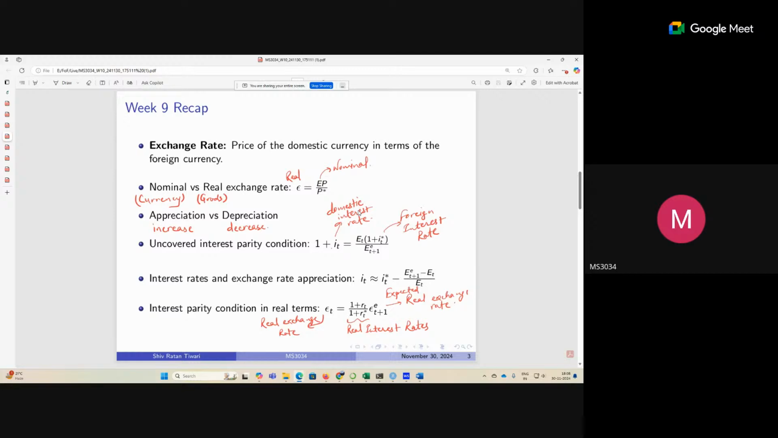And the exchange rate defined in this way, like 1 rupee is equal to 1 by 80 US dollars, is called the nominal exchange rate. So it is defined in terms of currencies.